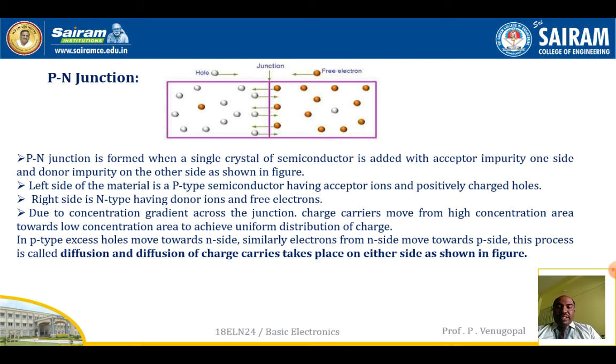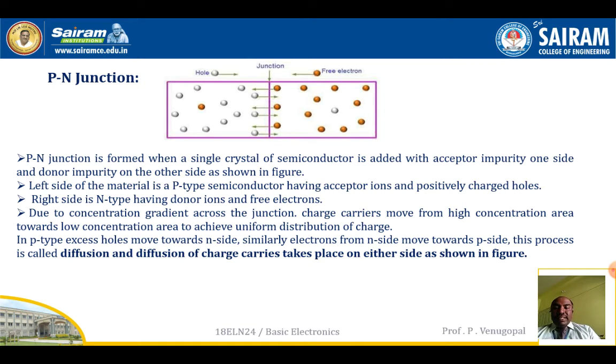So you are observing in the circuits when from the P-type, the holes are trying to cross the junction, and from the N side, electrons are trying to cross the junction. The PN junction is formed when a single crystal of semiconductor is added with acceptor impurity on one side and donor impurity on the other side.